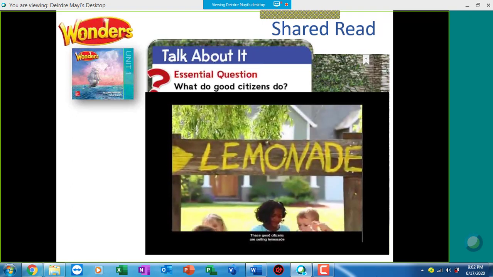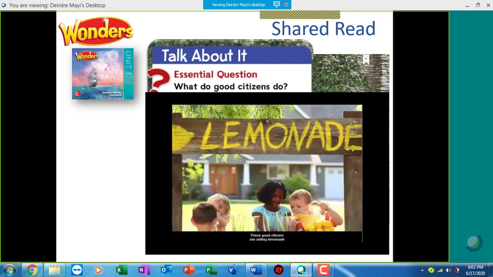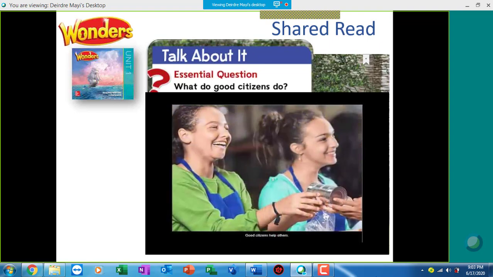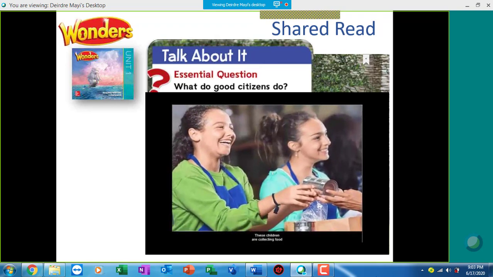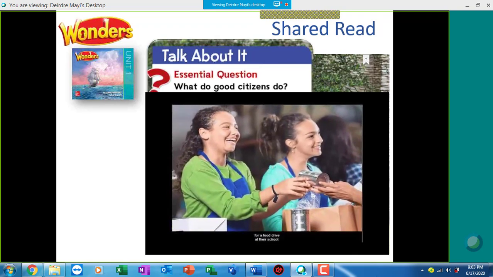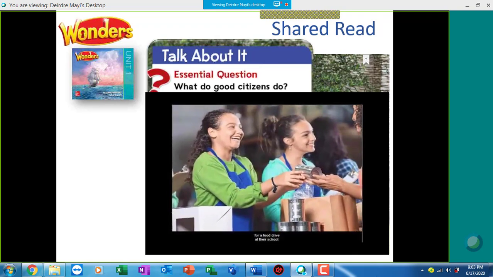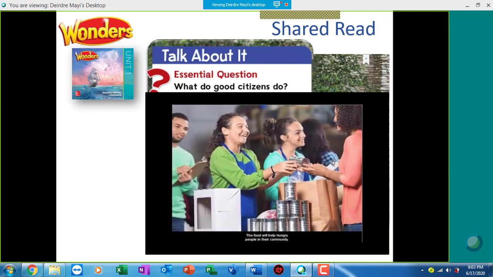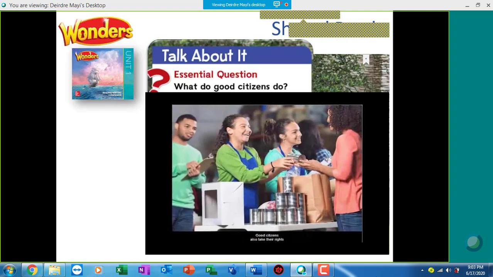There are many ways to be a good citizen. These good citizens are selling lemonade to raise money for their town's animal shelter. Good citizens help others. These children are collecting food for a food drive at their school. The food will help hungry people in their community.